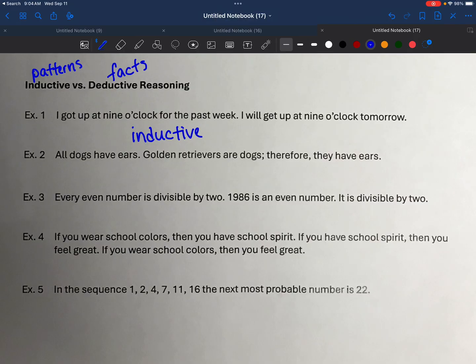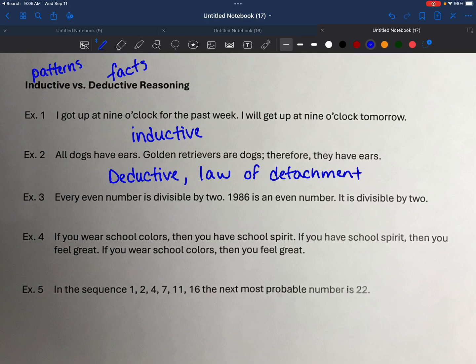Okay. Example 2. All dogs have ears. Golden retrievers are dogs. Therefore, they have ears. Deductive reasoning. And which one would this be? True, which one? Detachment or syllogism? Detachment, yeah. The easiest way to tell a syllogism is if it repeats something twice, right?